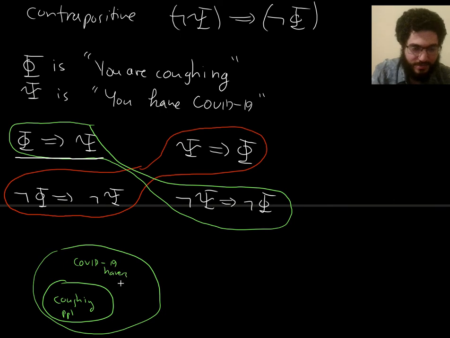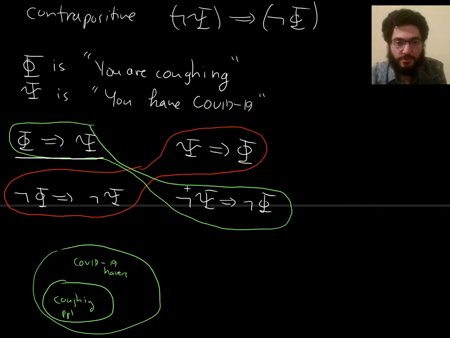COVID-19 havers. That's kind of what the green ones are saying, or that's what this one is definitely saying, right? If you cough, then you have COVID-19, but you could still have COVID-19 and not be coughing. Now think about this one. If you don't have COVID-19, then you must not be coughing.